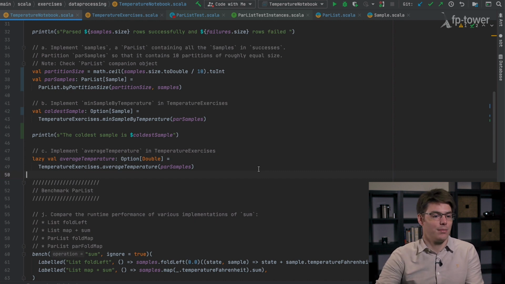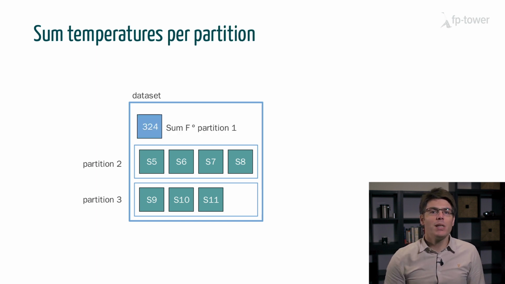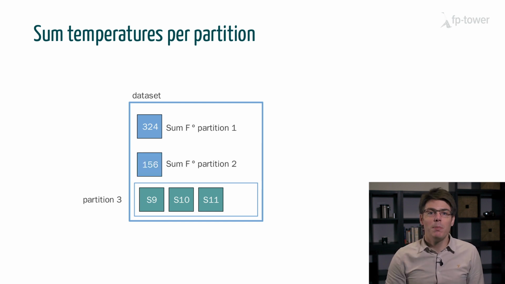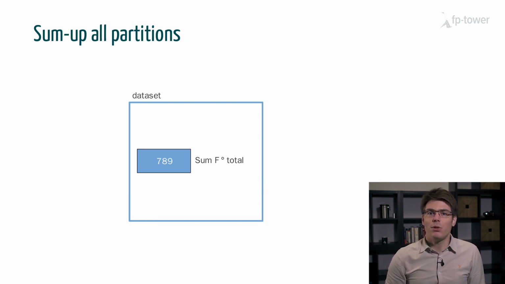Now let's move on to the next question, where we'll try to compute the average temperature across the entire dataset. I've prepared a few slides to illustrate how to calculate this. First, we'll calculate the sum of the temperatures for all samples in partition 1. And we'll repeat this operation for partitions 2 and 3, which will give us 3 numbers representing the sum for each partition. Then we'll add up these numbers to obtain the total temperature across the entire dataset.